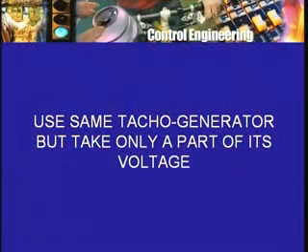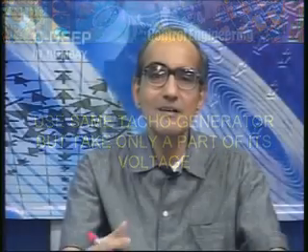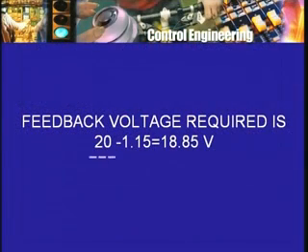Now if my tacho generator is producing an output of 20 volts at 1500 rpm, I have two alternatives. Either I can replace the tacho generator by another which will produce 18.85 volts at 1500 rpm, or alternately I will use the same tacho generator but take only a part of its voltage, for example through a resistance divider network or a potentiometer arrangement, so that from the 20 volts produced by the tacho generator only 18.85 is taken and given to the error detector.